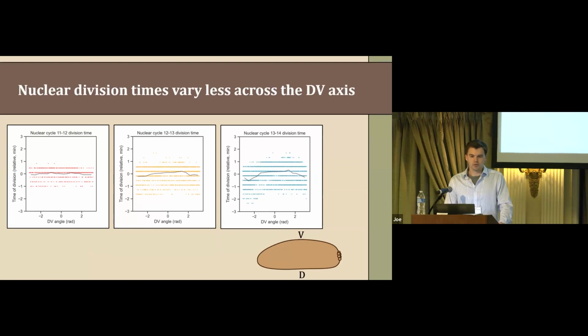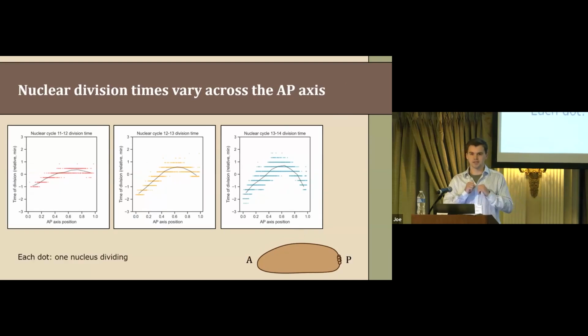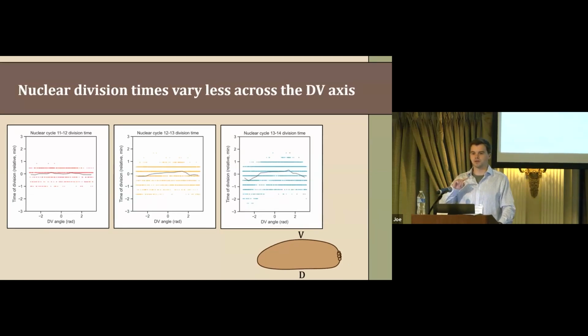In contrast, rather than taking the AP axis, which is this long axis over the embryo, if you look at position around a dorsoventral unwrapping, what you find is there's not really a relationship between dorsoventral position and the nuclear division time.